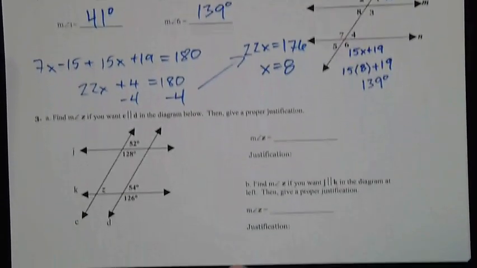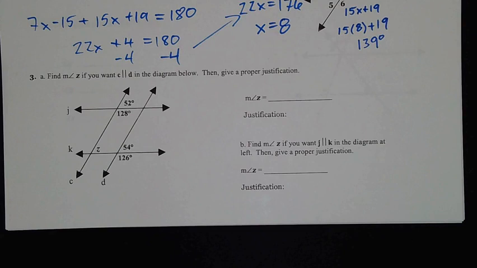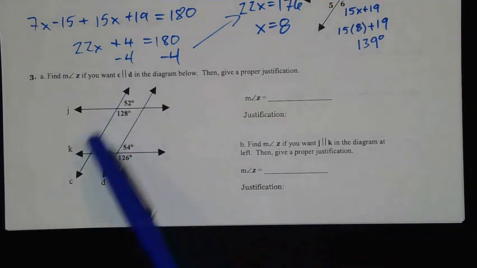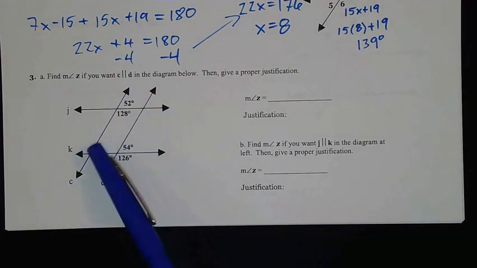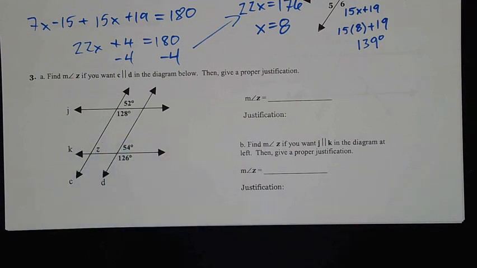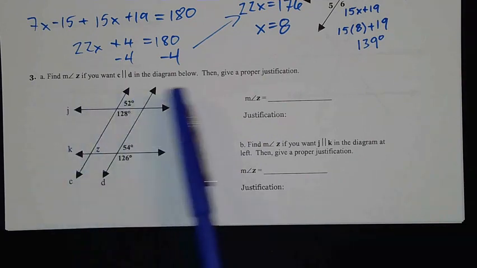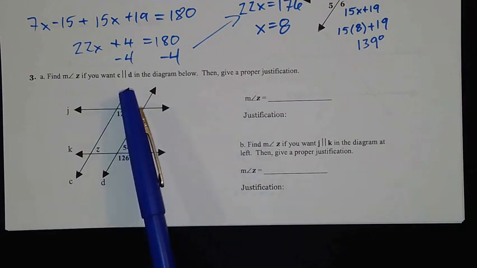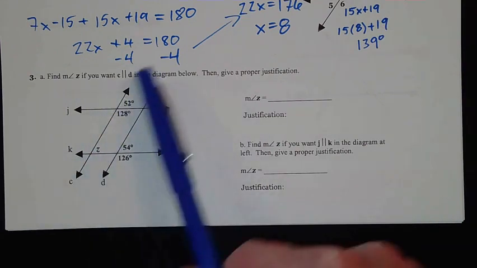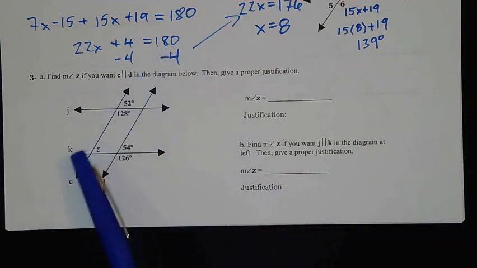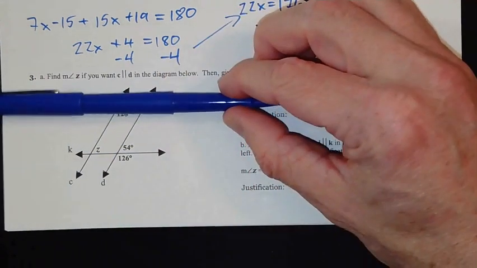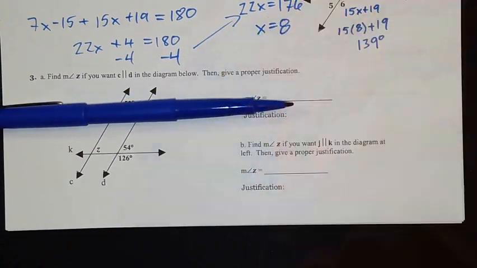And then question number 3, I think, is a good one for us to take a look at. If I say, what's the measure of angle Z, and I don't give any other information, some people might say it looks like it'd be 52 because it's corresponding with this. Other people would say it looks like it's 54 because it's corresponding with that, 54 degrees. And it depends which lines are parallel. So for example, in part A, it says if you want C to be parallel to D. So if these two are the parallel lines, and I'm trying to figure out what this angle is, check this out. If I cover up that other line, that doesn't change anything.